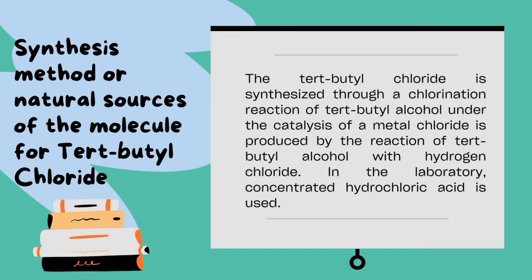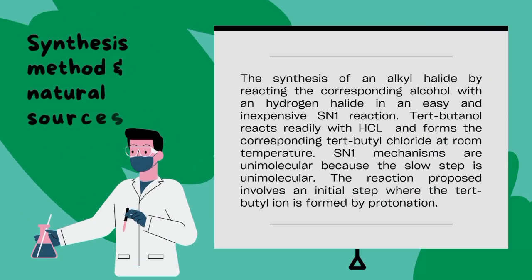Synthesis method and natural source of the molecule for 3-butyl chloride. The 3-butyl chloride is synthesized through a chlorination reaction of 3-butyl alcohol under the catalyst of a metal chloride. 3-butyl chloride is produced by the reaction of 3-butyl alcohol with hydrogen chloride. In the laboratory, concentrated hydrochloric acid is used. The synthesis of an alkyl halide by reacting the corresponding alcohol with the hydrogen halide is an easy and inexpensive SN1 reaction. 3-butanol reacts readily with HCl and forms the corresponding 3-butyl chloride at room temperature. Its SN1 mechanism is unimolecular because the slow step is unimolecular.